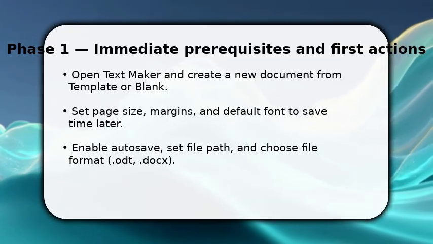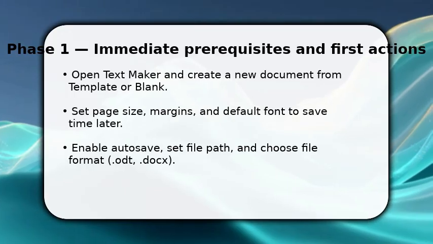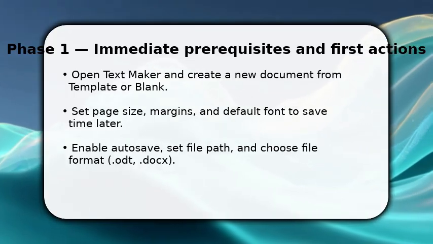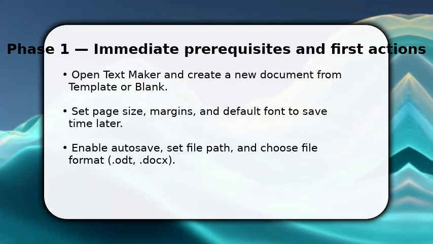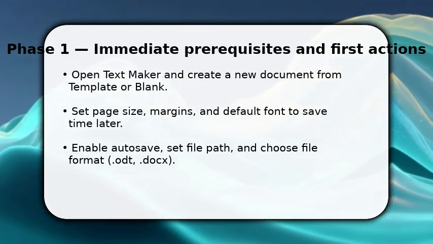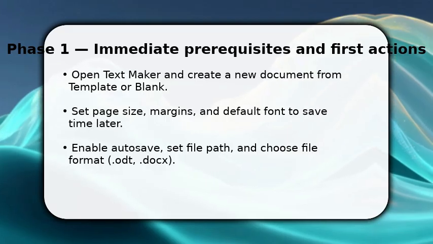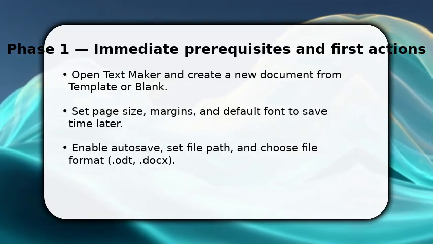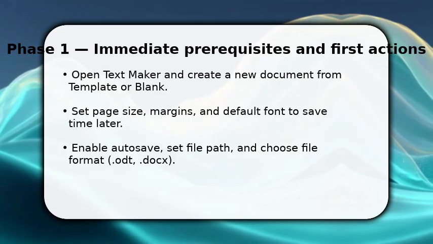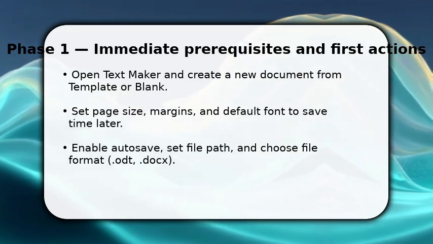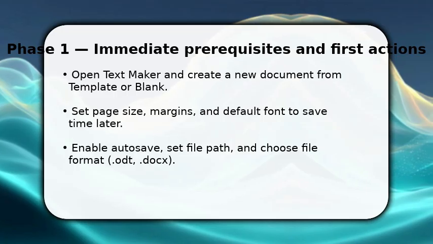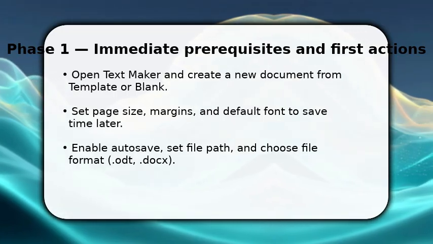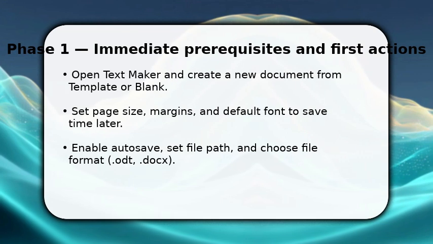You begin by creating the document and configuring basics. Do this now. Open TextMaker, pick blank or a template, then set page size and margins so layout won't shift later. Make sure font style and size are chosen for consistency. Once done, enable autosave and choose the file format you need. This prevents lost work and avoids reformatting. You're ready to move into structure and content creation with a stable foundation that saves time.